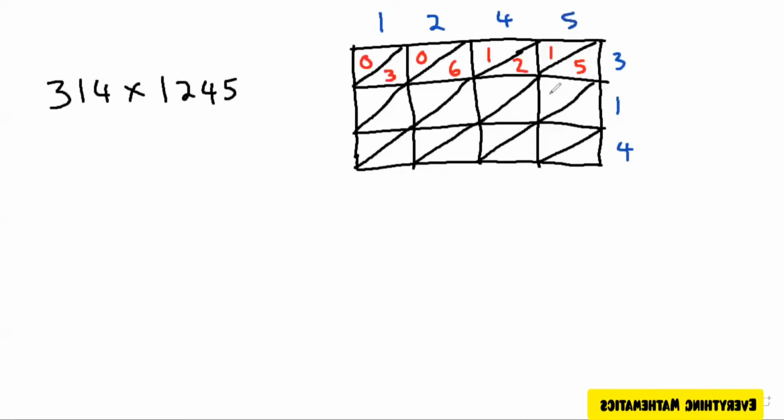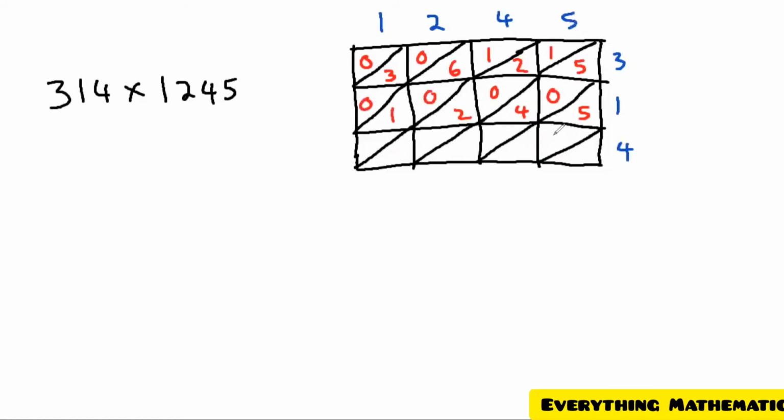truly. 5 times 1, that is 0, 5. 4 times 1, that is 0, 4. 2 times 1, 0, 2. And 1 times 1, 0, 1. And then I'll do the last one.